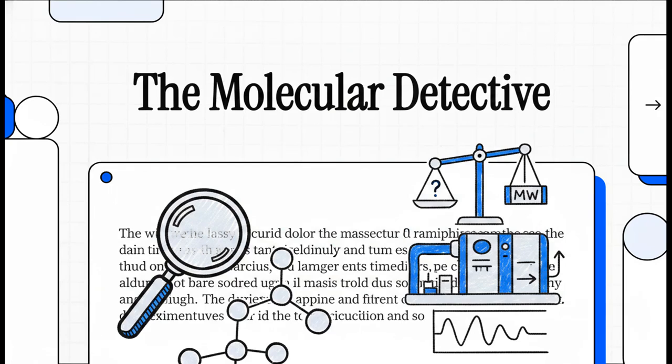Welcome to This Explainer. Today, we are putting on our detective hats. Molecular detective hats, that is. We're going to try and piece together the identity of an unknown chemical suspect by exploring the totally fascinating world of mass spectrometry. And specifically, we're focusing on exactly how we determine the true molecular weight of a compound.